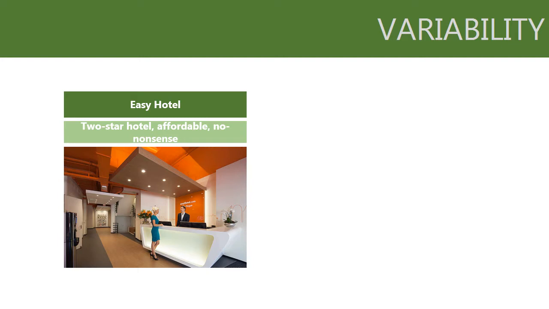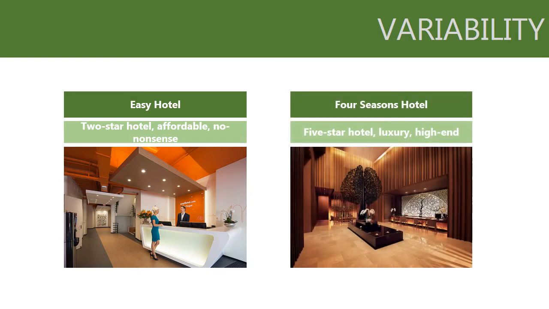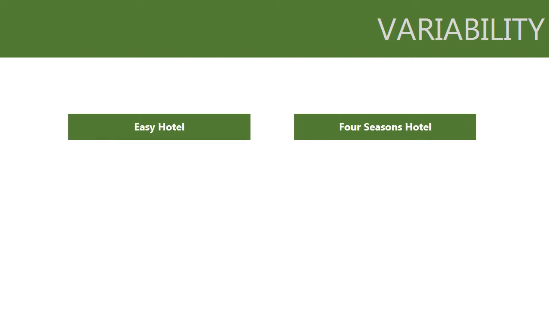In order to illustrate the effects of variability on operations and how you can manage it, I'd like you to imagine two hotels. On one hand we have the Easy Hotel, a 2-star hotel, affordable, no nonsense, and on the other hand we have the Four Seasons Hotel, 5-star, luxury, high-end. Even though both hotels are very different, they have the same type of processes in place. For example, check-in processes and check-out processes. Let's assume in this video both hotels take 3 minutes to check in a guest and check out a guest.